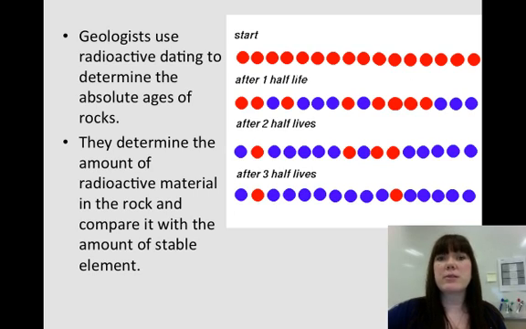Geologists use this radioactive dating to determine the absolute ages of rock. They're able to do this because the different elements that are radioactive and decay have set half-lives. We know what their half-lives are. So if we can figure out how much of the parent is still there and how much of the daughter is there, we can determine how much time has passed.